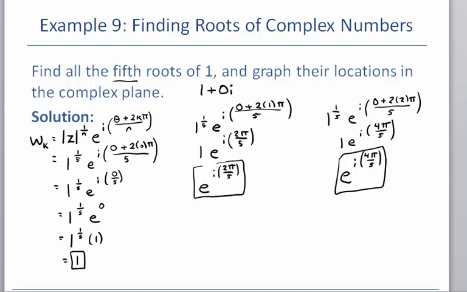Moving on to the next one. Again, 1 to the 1/5, e to the i. On the top, we're doing 0 plus 2. Now the k value is 3 times pi over 5. So 1 to the 1/5 is 1, e to the i, and our fraction becomes 6 pi over 5. And this is our fourth root.